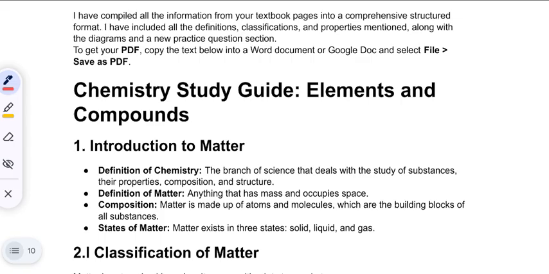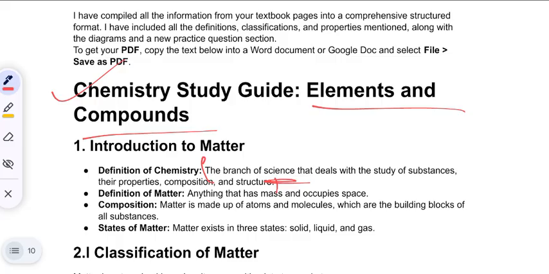Basically, in chemistry we are going to learn about elements and compounds. Since I am here to teach you chemistry, you first of all should know what chemistry is. Chemistry is a branch of science that deals with the properties, composition and structure of a substance.